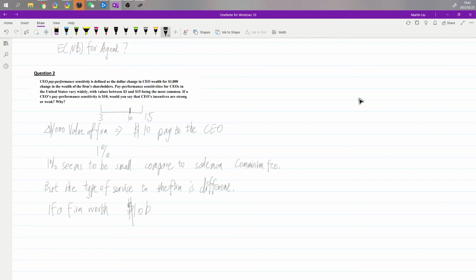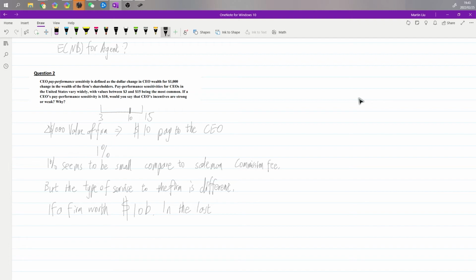$10 billion. Maybe not a lot of firms are worth that much, but if you are able to hire a CEO and pay him something, that is usually how much a firm looks like. Some other firm could be larger than this size, but if your firm is worth $10 billion, that's quite a lot.